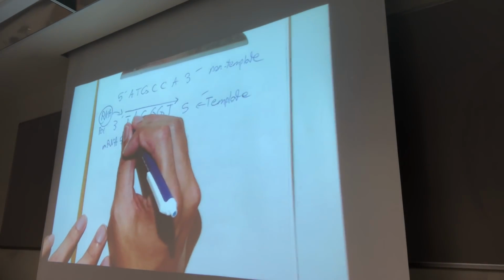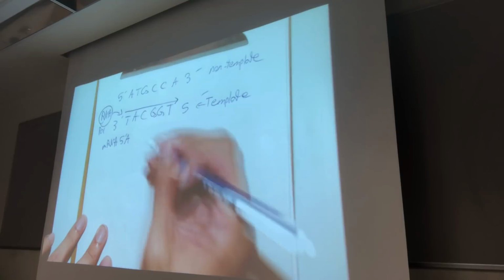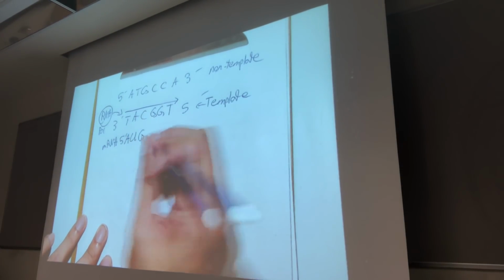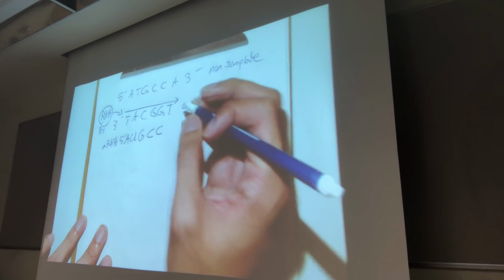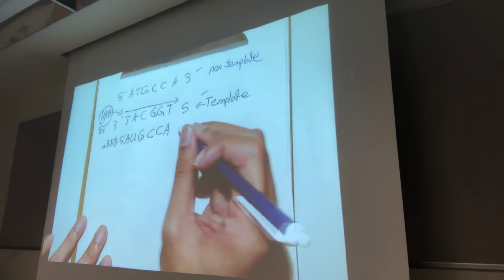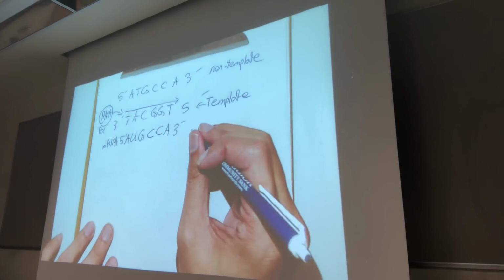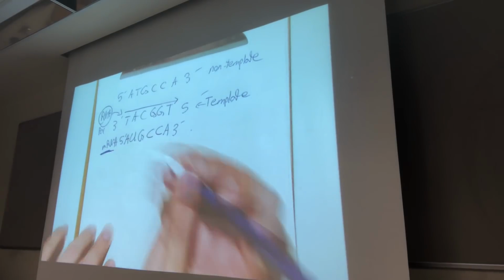So it'll read a T here and put an A down. It'll read an A there and put a U down. And that's a G, and that's a C, and that's a C. And this is another A, 3'. This would be the mRNA that will be made by the RNA polymerase. This is your mRNA. Okay?